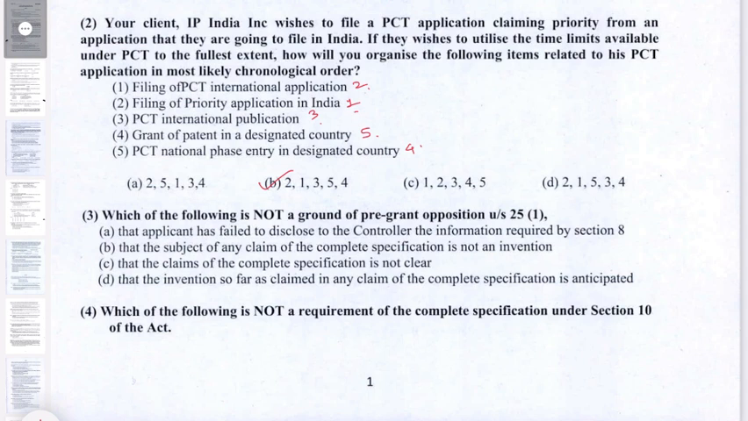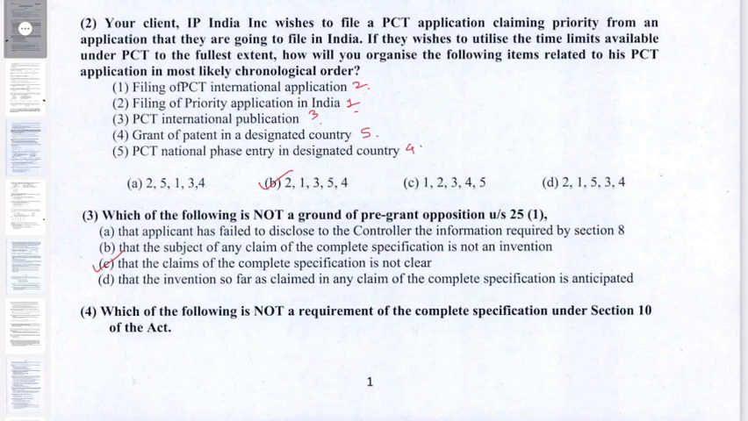So here, the applicant has failed to disclose to the controller the information required under section 8. This is a pre-grant opposition ground. Then the subject of any claim of the complete specification is not an invention, this is also a ground for pre-grant opposition, and the last one is also a ground for pre-grant opposition. So the correct option is option C.